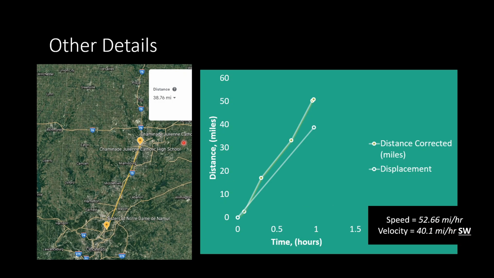But note that with that velocity, which is now 40.1 miles per hour, I've added direction to it, which is, if I'm traveling from CJ to the Sisters of Notre Dame campus, it's going to be about southwest. Given north is pointing up, south is pointing down, we've got west, and then we've got east on the right hand side. So that's one thing you can further add to this information. Now you've covered speed, velocity, distance, and displacement.